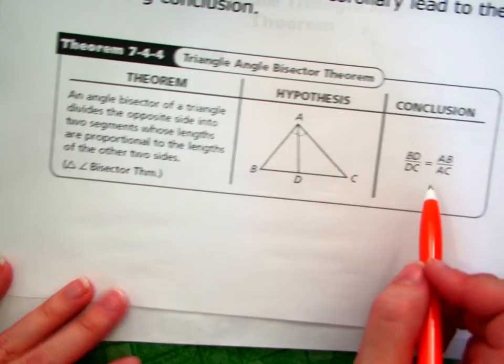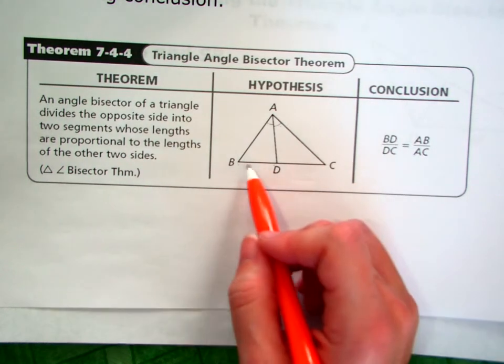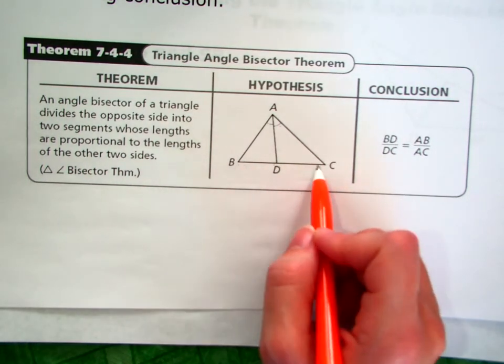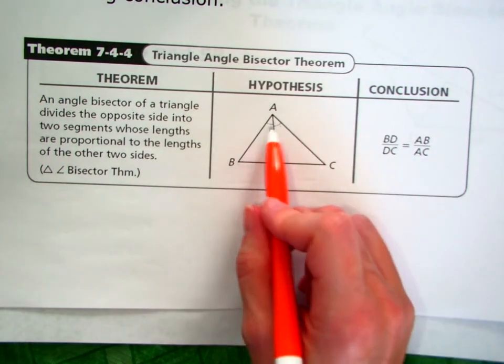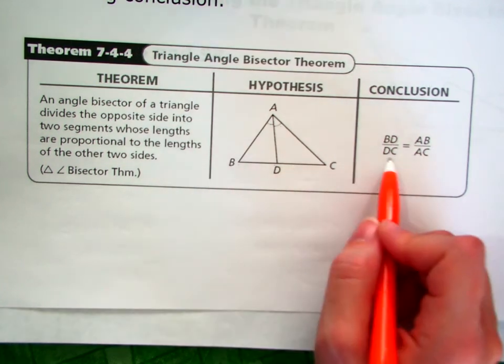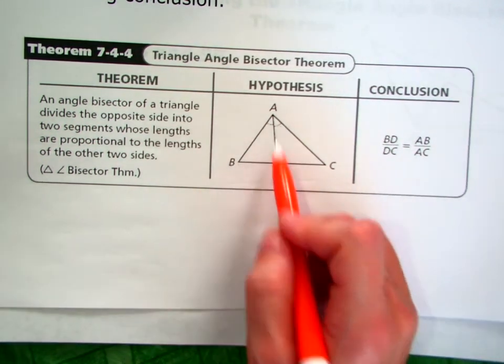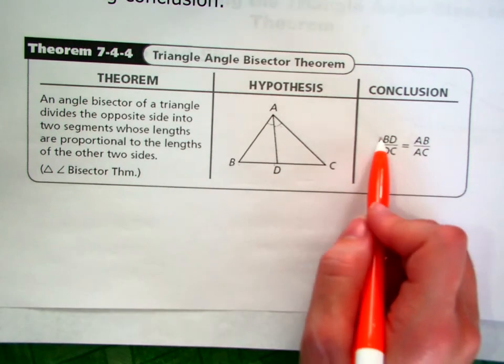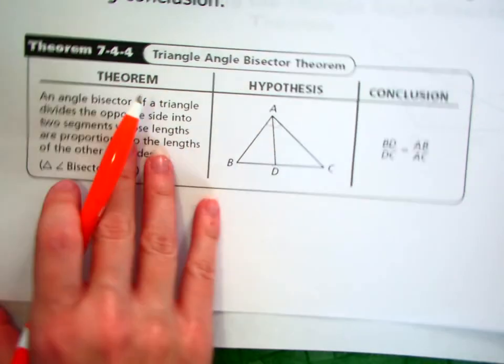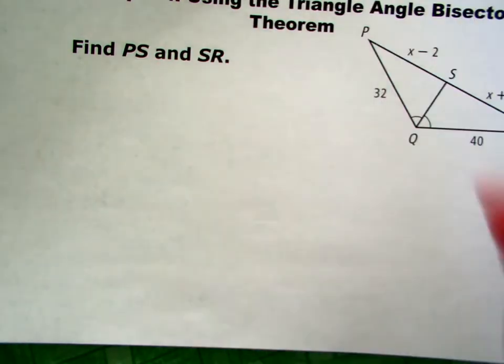So look at kind of how they set this up. It's really important. They took the two segments that were created because of the angle bisector, so BD and DC. But then look, BD is on the smaller triangle, and it's on top, as is AB. It's on the smaller triangle. That's going to be important in setting up here.